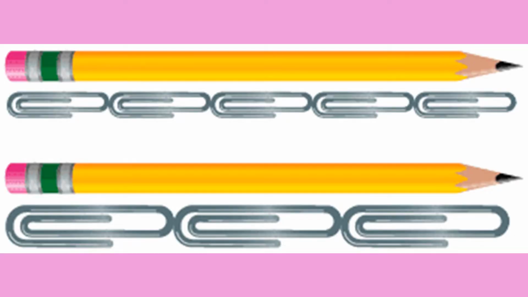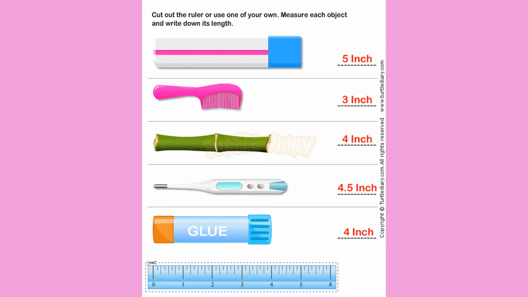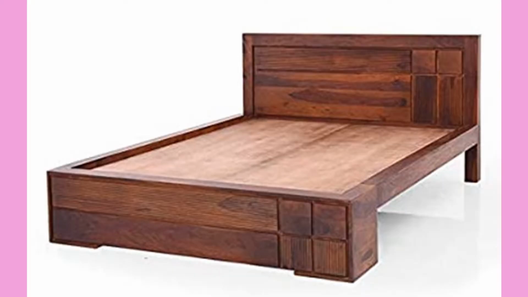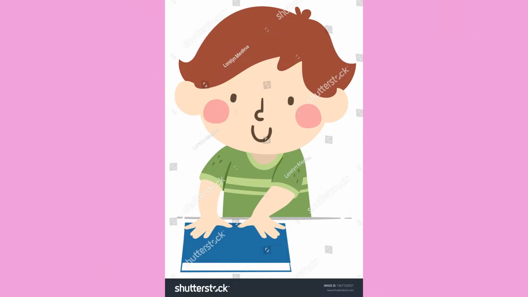Children, we have already experienced measuring length of different objects using non-standard unit. If we measure the length of an object with different non-standard units, then we get different answers. For example, if your mother measures the length of a bed with her handspan, and if you measure the length of the same bed with your handspan, then the answer will not be same.